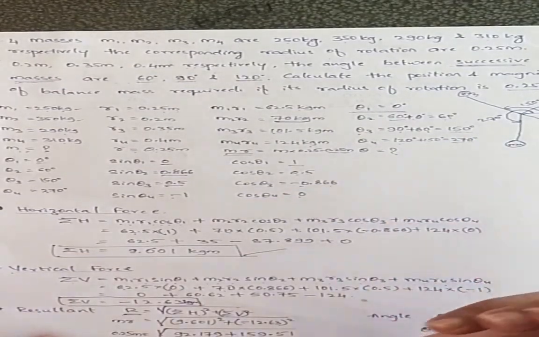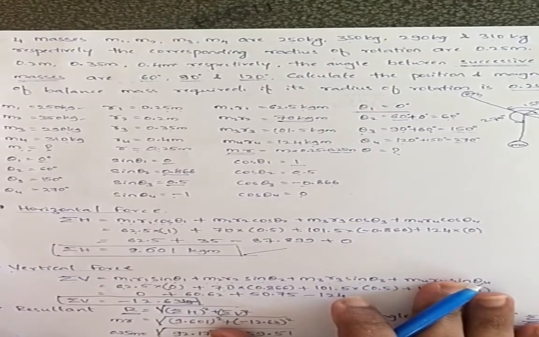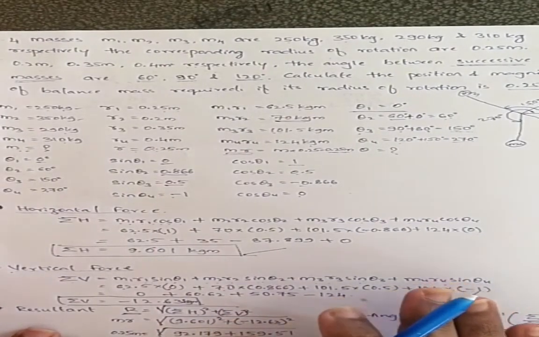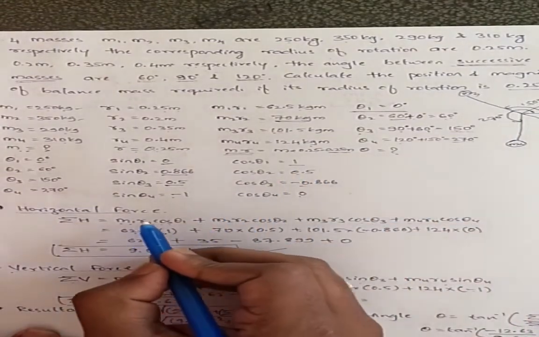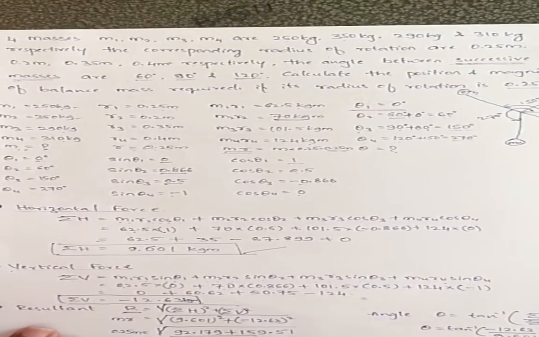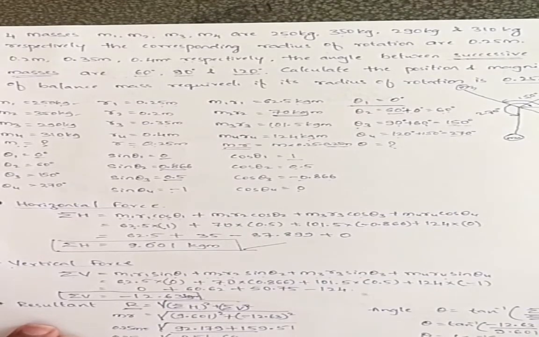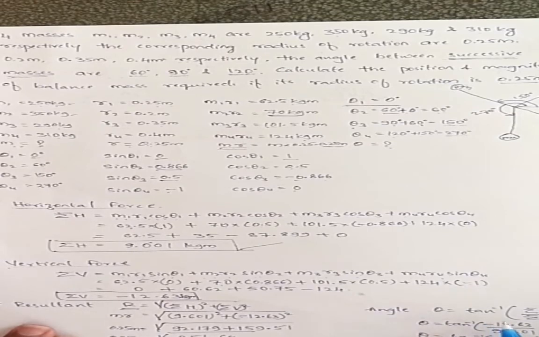So with this, we have just solved a problem on successive angles. When the masses are rotating at successive angles, this is how to solve the problem. So all the problems have a similar procedure, that is finding the horizontal force, then the vertical force. Then adding those horizontal and vertical forces to find the resultant. Then finding the resultant mass and the angle at which it is rotating. We are finding it using tan inverse of delta V by delta H.